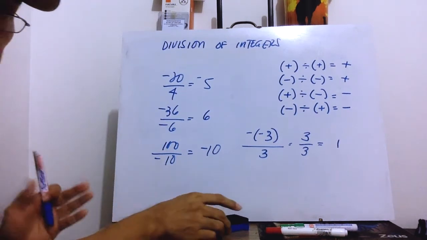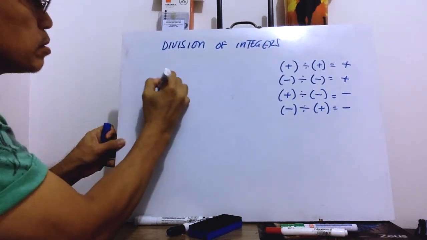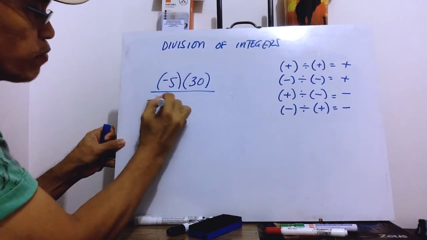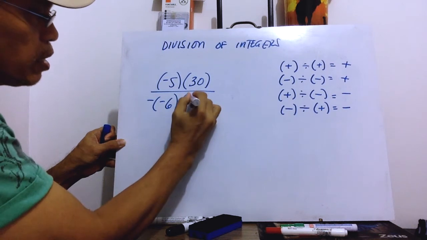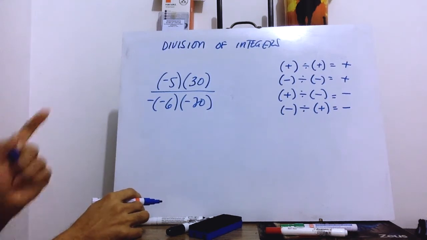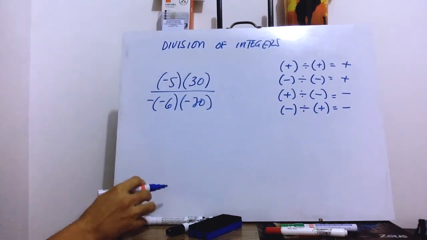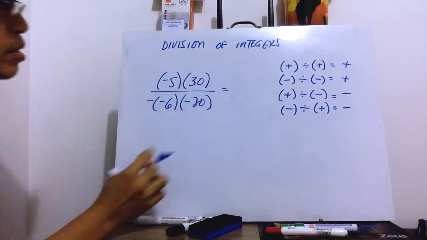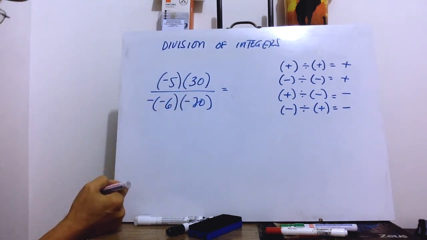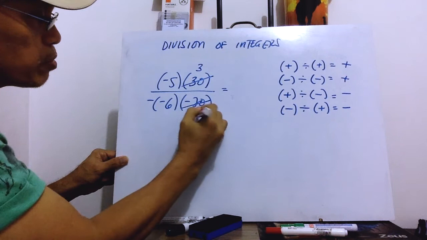Let's make it a bit complex. Okay. How about -5, 30 over negative of -6 and -20? It looks complicated, right? It's easy. Okay. What do we do with this? We don't really multiply. Not yet. If we can simplify the numbers, that's what we do. I can simplify 30 and 20. They're both divisible by 10. So I can divide this by 10 to make it 3. I can divide this by 10 to make it 2.